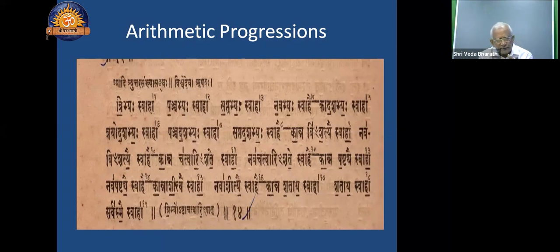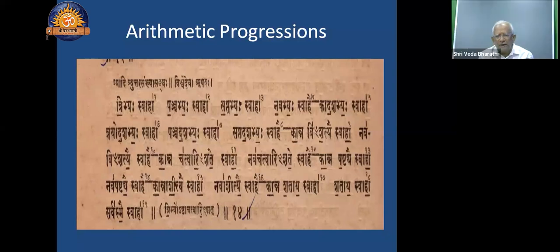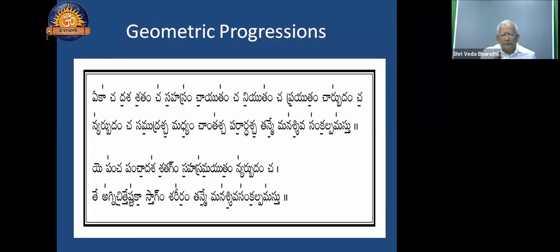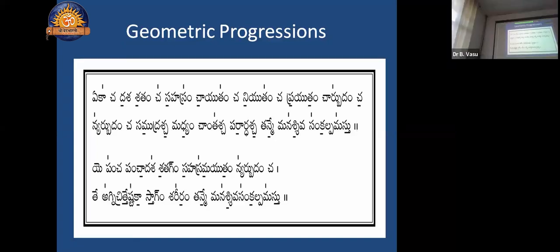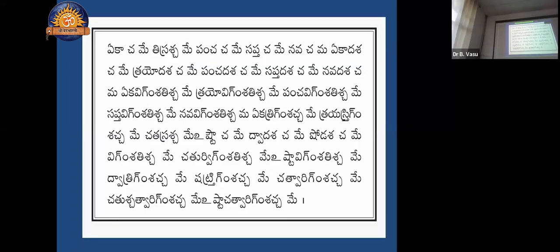Here it is an arithmetic progression. Tribhya swaha, panchabhya swaha, saptabhya swaha, navabhya swaha, dashabhya swaha, trayodashabhya swaha, panchadashabhya swaha. That is 3, 5, 7, 9, 11, 13, 15, going on like that. Similarly, for the geometric progression, the same mantra which I chanted, Eka cha, dasha cha, shatancha, sahasrancha, goes on giving powers of 10.